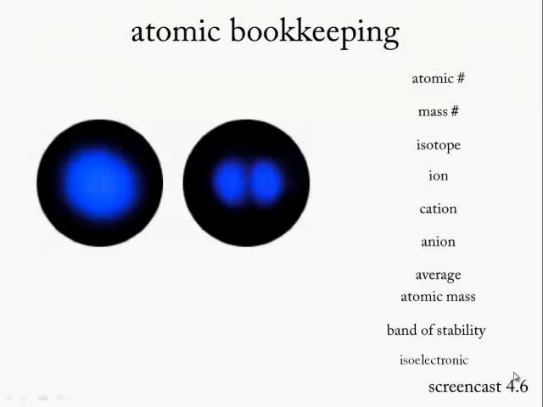Okay, in this screencast we're going to look at all sorts of numbers related to atomic bookkeeping. These all have to do with the relative numbers of protons, neutrons, and electrons in an atom. We'll look at atomic number, mass number, isotopes, and ions, both cations and anions. We'll look at the average atomic mass of an atom, and we'll predict which atoms might be unstable based on the band of stability, and how they like to add or remove electrons based on the idea that they like to have the same number of electrons as those of a noble gas.